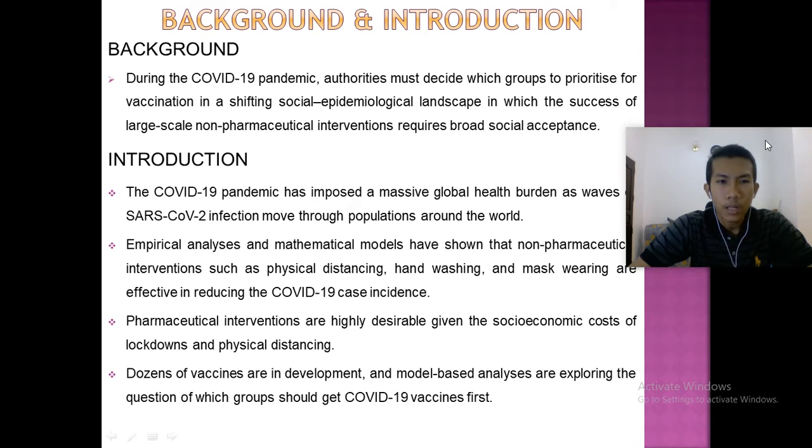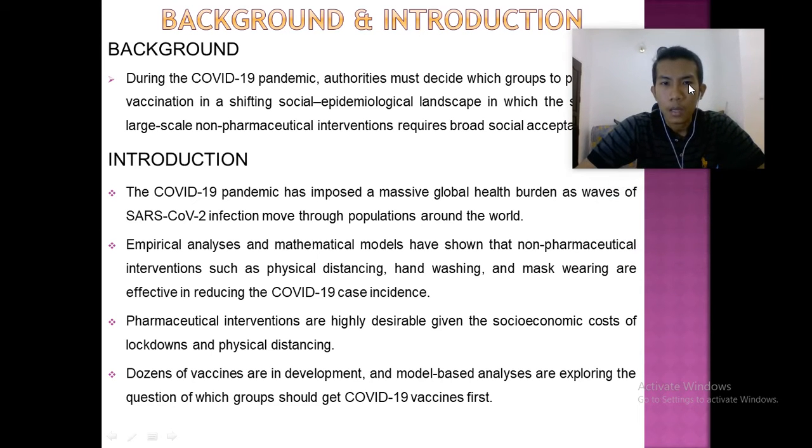For the introduction, the COVID-19 pandemic has imposed a massive global health burden as waves of SARS-CoV-2 infection moved through populations around the world. Empirical analysis and mathematical models have shown that non-pharmaceutical interventions such as physical distancing, hand washing, and mask wearing are effective in reducing COVID-19 case incidence. Pharmaceutical interventions are highly desirable given the socio-economic costs of lockdowns and physical distancing. Dozens of vaccines are in development, and model-based analyses are exploring the question of which groups should get the COVID-19 vaccine first.